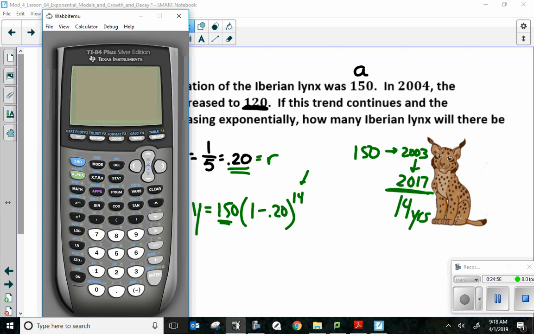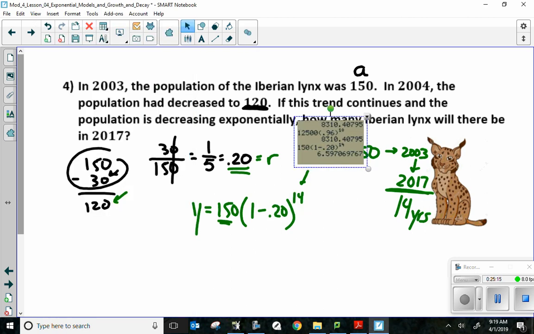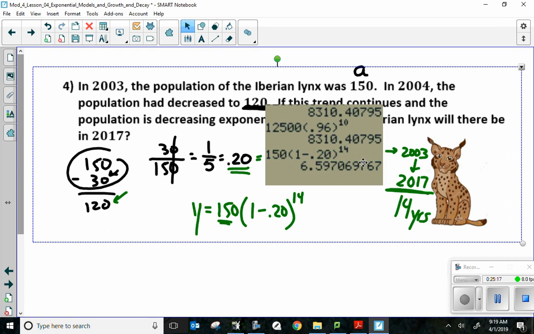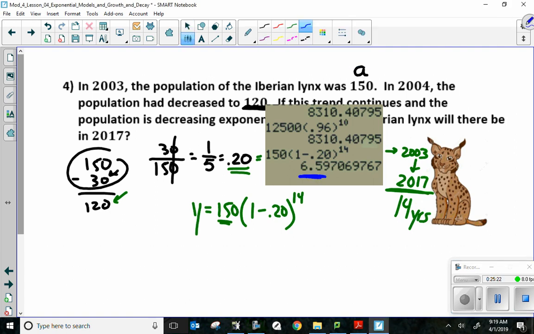If I put that in the calculator, let's do this. 150 times 1 minus 0.20, raised to the 14. Wow, man. Look at that. There'll be roughly 7 lynx left.